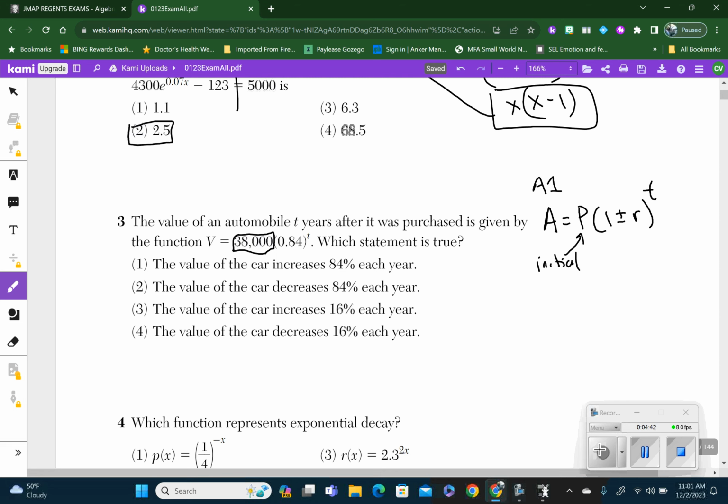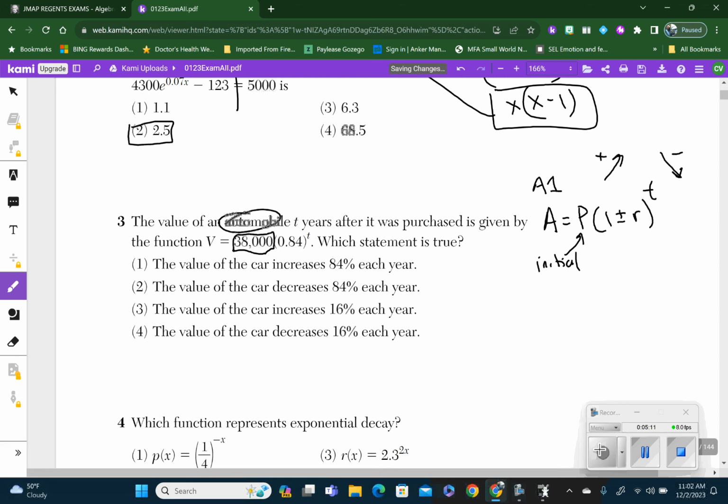And then it's either 1 plus a number or 1 minus a number. Plus means that the amount is going up. For example, if you take money and put it into a savings account, that money will increase. But if you buy a car, like in this question, after you take it off the lot, it decreases in price over years. So that's going to be 1 minus. You use the plus sign when there's growth, and a minus sign when there's decay.